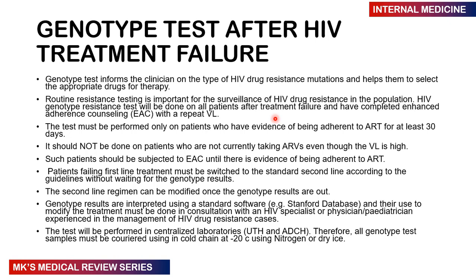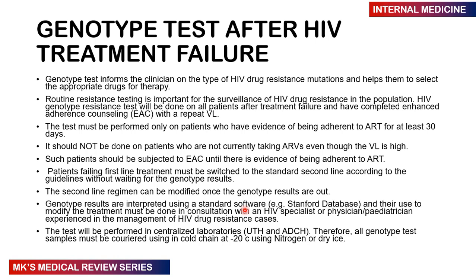So patients that are failing to suppress their viral load on the first line that has been taken religiously should be switched to the second line, without even waiting for the genotypic results. Then the second line regimen can be modified once you receive the genotypic results. Now, the genotype results are interpreted using standard software known as the Stanford database, and modifying the regimen must be done in consultation with an HIV specialist, a physician or pediatrician experienced in managing HIV drug-resistant cases. Then, of course, there are some centralized laboratories which can perform this.